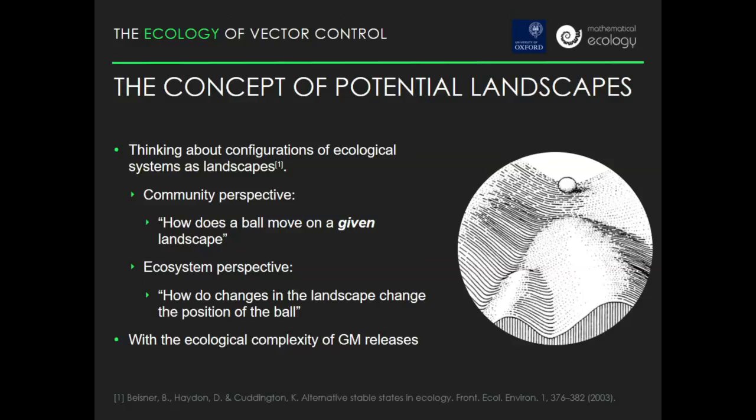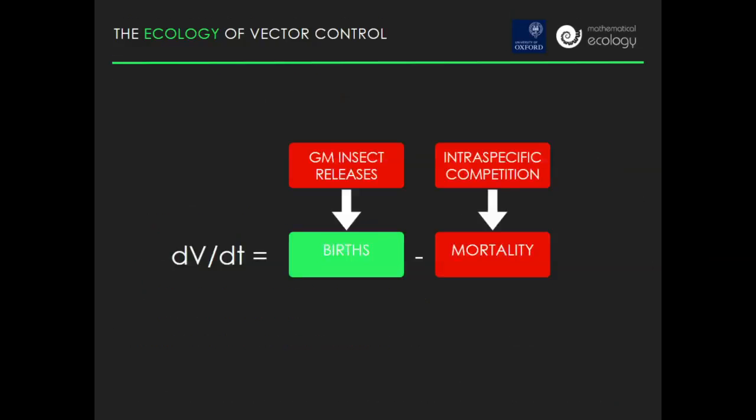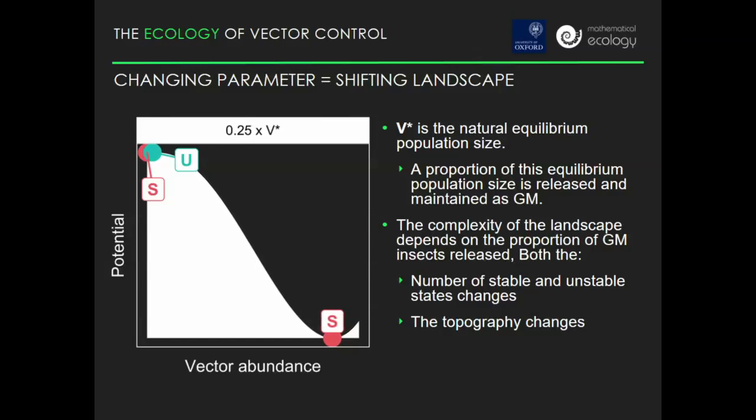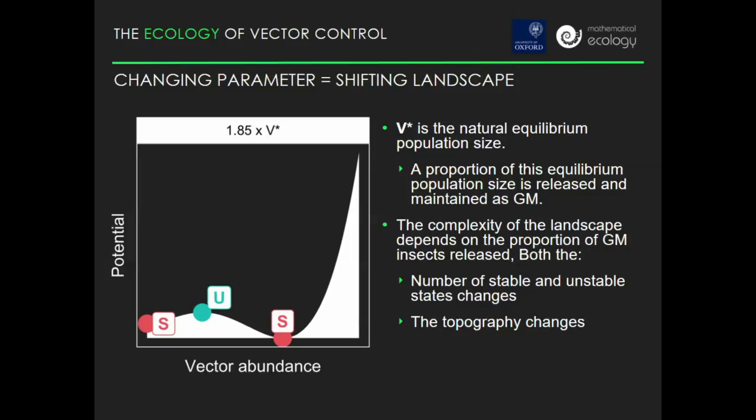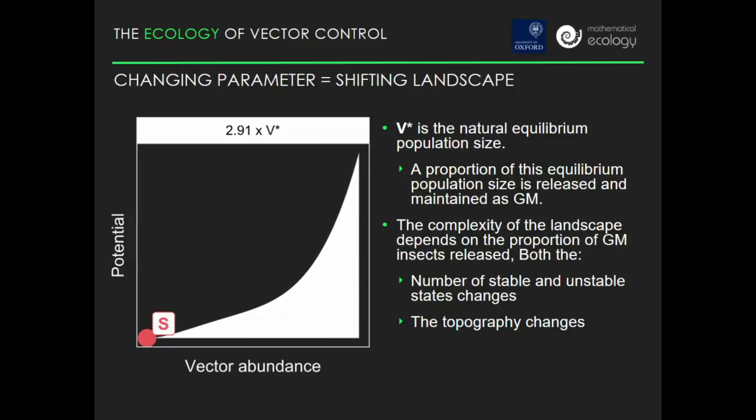And so as we release GM mosquitoes, what we would be doing is modifying this landscape of stability and creating a new state for Aedes aegypti. If we take just a very, very simple continuous time model, where you've got GM insect releases that are suppressing the reproductive output of Aedes aegypti, what we can see in this little animation is that as you increase your release of GM mosquitoes, you change how many stable states there are, and they're separated by an unstable saddle point state.